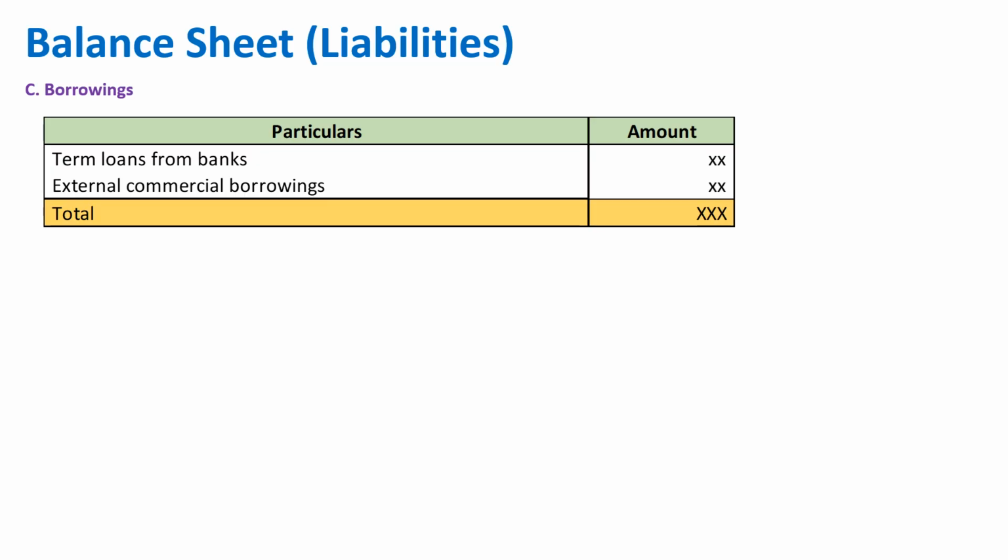In term loan, you have to keep in mind that if there is an interest which is due and you have failed to make payment, okay, that has to be added here. So keep in mind that if any interest is not paid, then you have to add it and report it under term loans from bank.